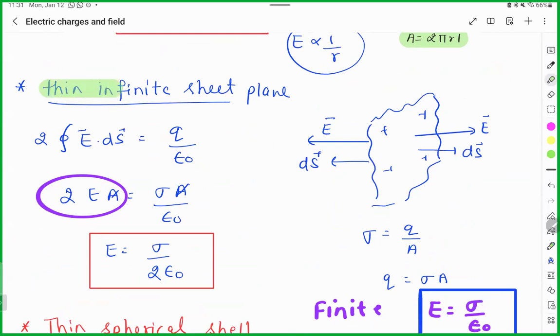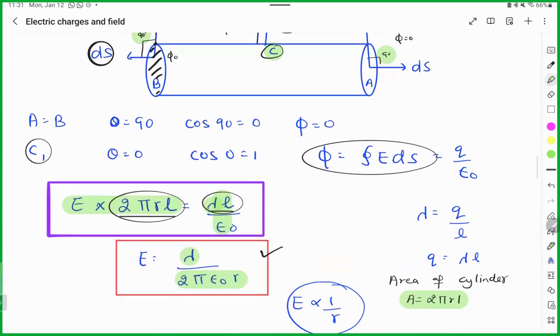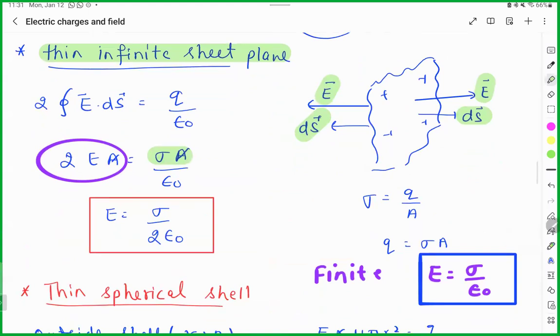Next, if you take a thin infinite plane sheet, you will consider both the surfaces. See, here electric field outside, area vector is always at 90 degrees. And I told you charge can be given in the length form, area form, or volume form. In a cylinder, we use the length form, lambda L. Here, we use the area form, sigma into A.